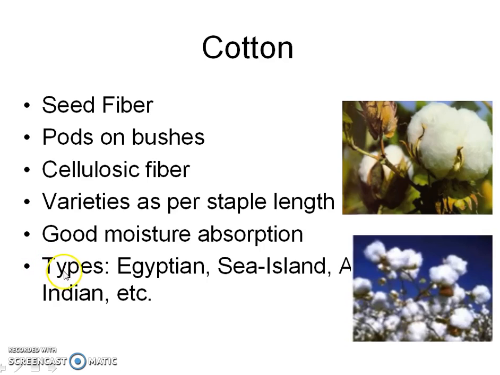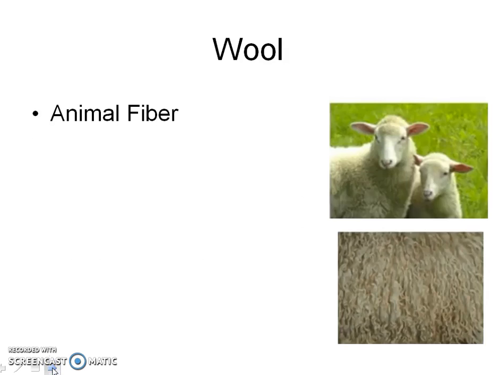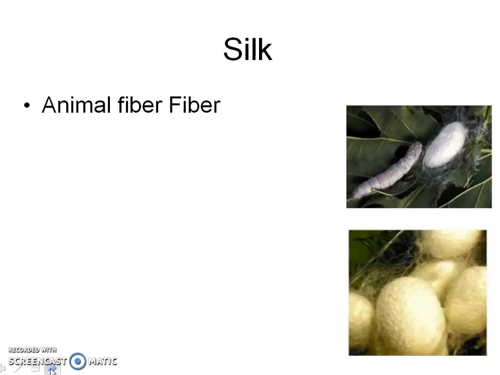Some of the types of cotton are Egyptian cotton, Sea Island cotton, American cotton, Indian cotton, and varieties of other cotton depending on the region in which they grow and the length of the fiber. Wool. Wool is an animal fiber obtained from the skin of sheep. Silk. Silk is obtained from silkworms.